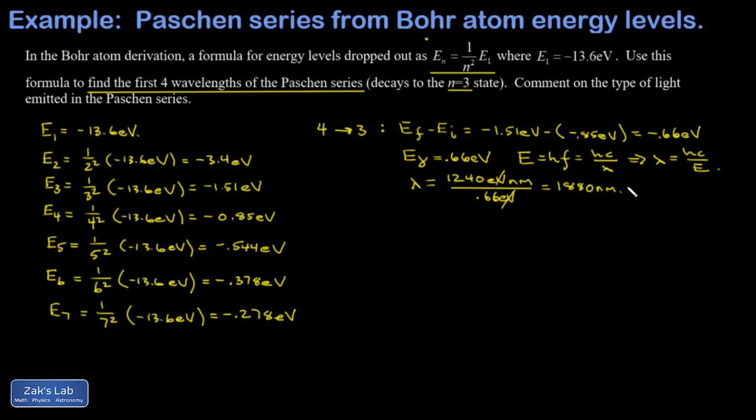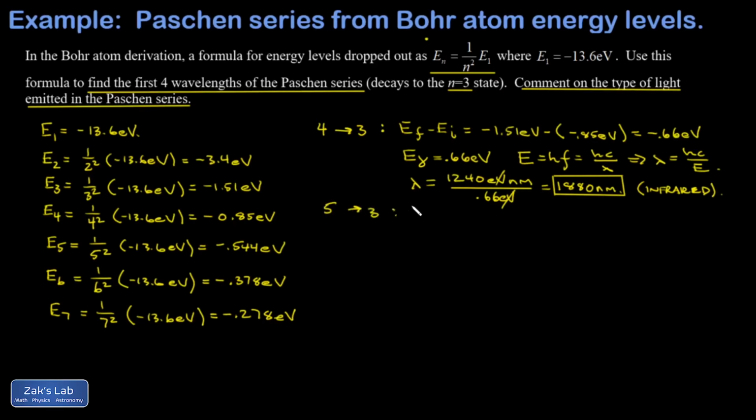Now we know the longest visible wavelengths are somewhere around 700 nanometers. So this light has longer wavelengths than that. It's less energetic than that. And so this light is in the infrared band. That's light that's off the red side of the visible spectrum. So that kind of knocks out this part of the problem: comment on the type of light emitted in the Paschen series. And we'll see how it goes for the rest of them as well.